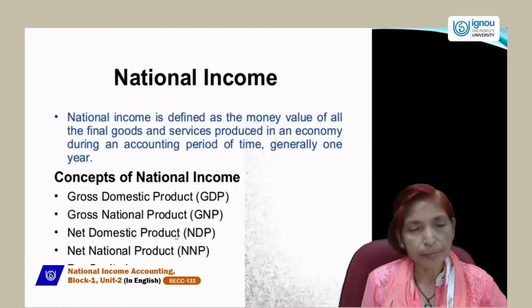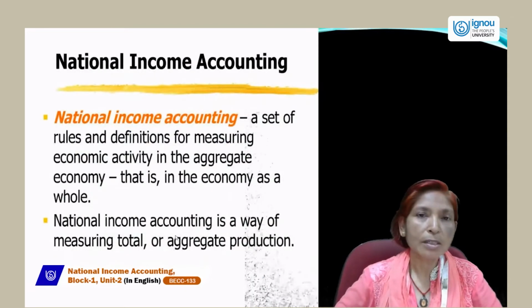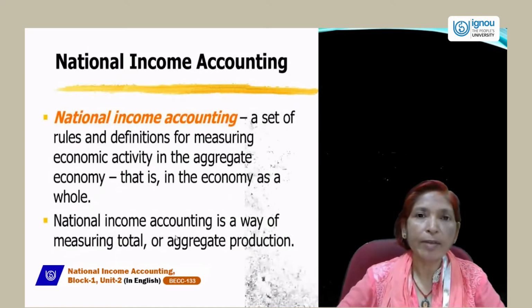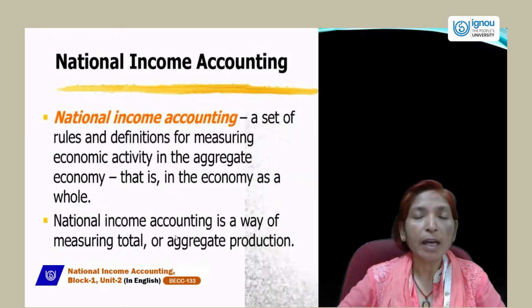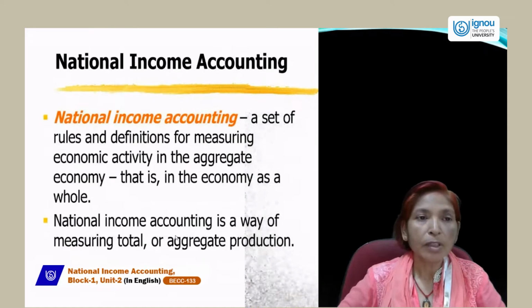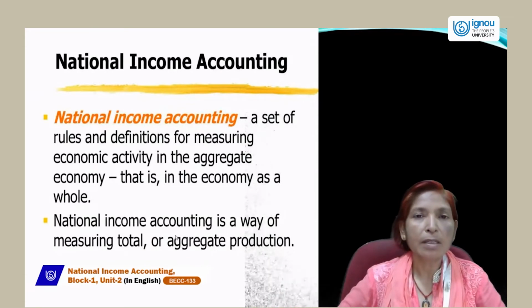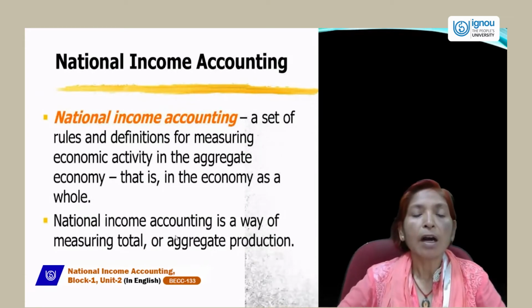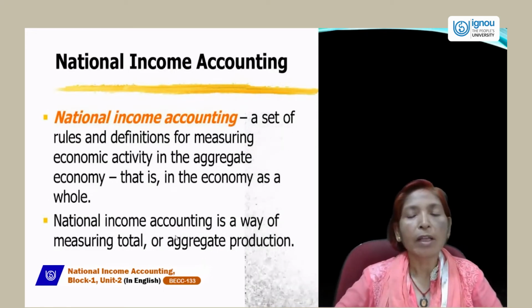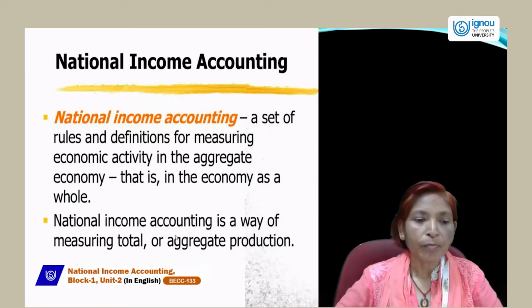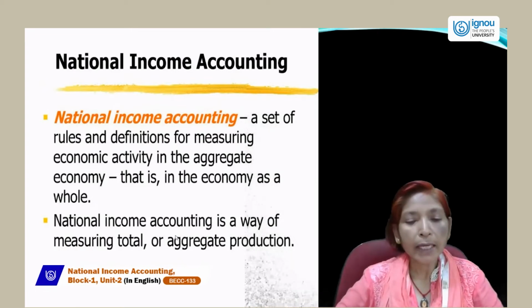Now, national income accounting is a set of rules and definitions for measuring economic activity in the aggregate economy, that is, in the economy as a whole. So national income we always study in macroeconomics. It is a part of macroeconomics because national income measures economic activity at an aggregate level, in the economy as a whole. National income accounting is a way of measuring total or aggregate production.